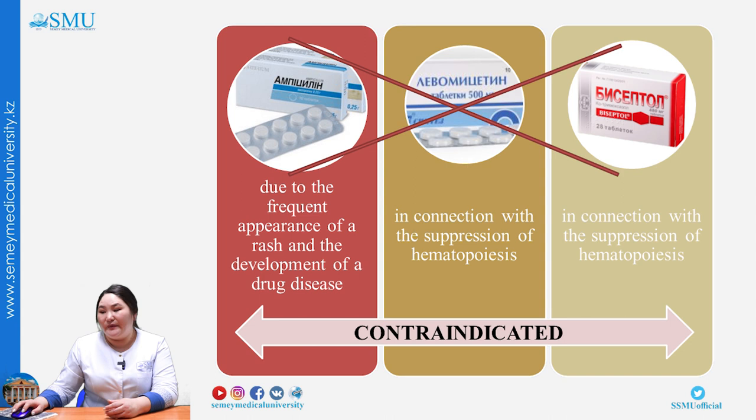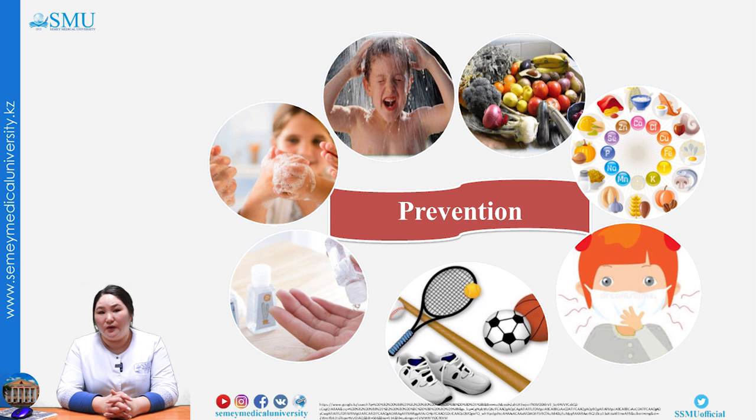About prevention of this disease, there is no specific prevention, no vaccination against this infection, but we need to use non-specific prevention factors. This is keeping hygiene, washing the baby's hands, using sanitizers, wearing a mask during periods of viral infections, for example, and eating more fruits and vegetables, and so on. That's all.